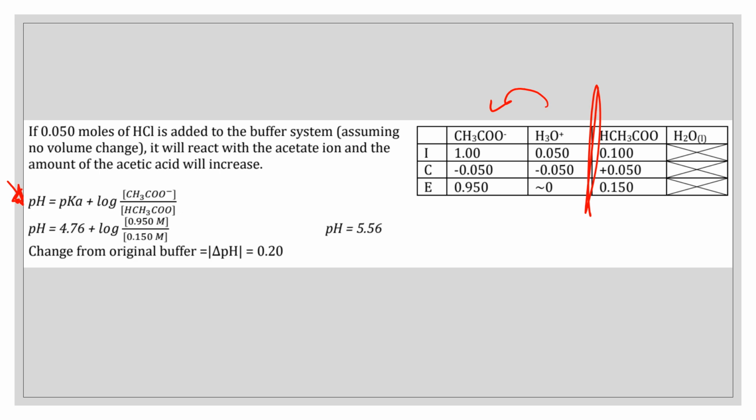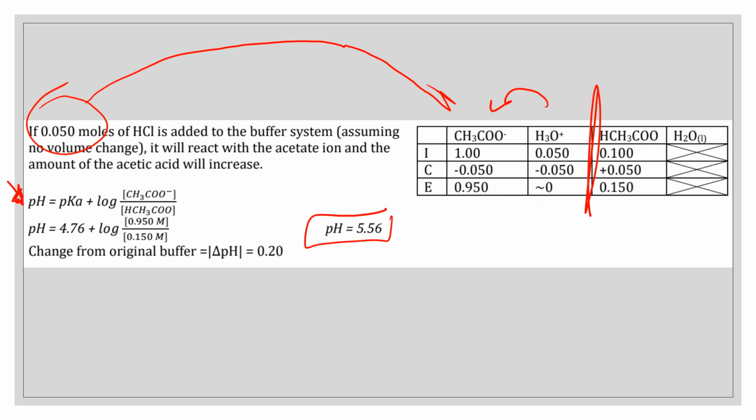So again, 0.050 moles is added. So that drops down to 0. Your conjugate base will decrease to 0.950. Your acid will increase to 0.150. And then you plug in your numbers. And then your pH is going to be 5.56 after the fact. So the change from the original buffer is about 0.20.